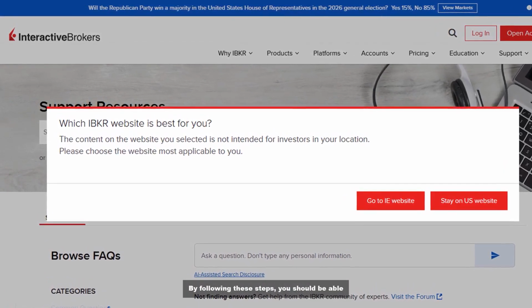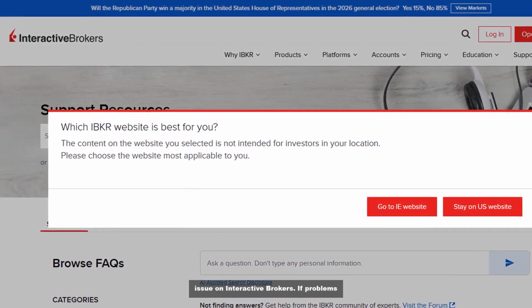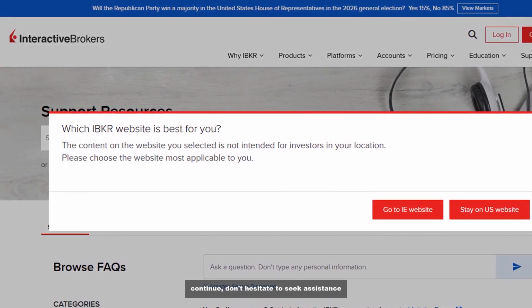By following these steps, you should be able to identify and fix the order rejected issue on Interactive Brokers. If problems continue, don't hesitate to seek assistance from the support team.